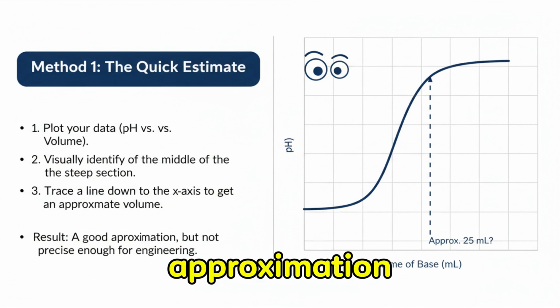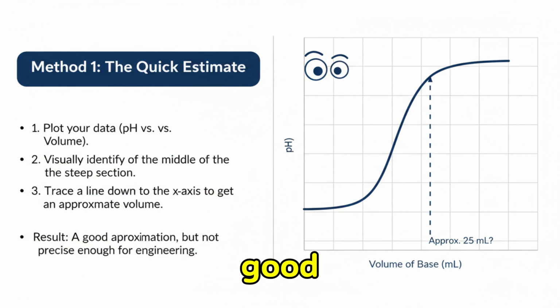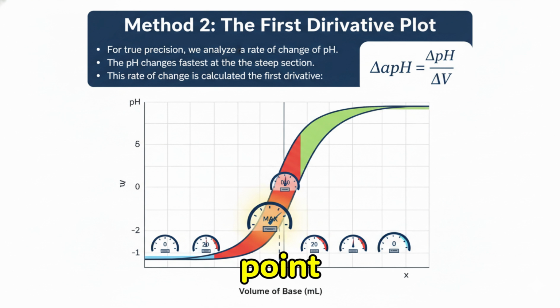This is a good approximation, but in engineering, close enough isn't good enough. We need precision. To find the exact point, we use a little bit of calculus. Don't worry, it's easy. We're going to look at how fast the pH is changing. The pH changes fastest at exactly the equivalence point. This rate of change is called the first derivative.